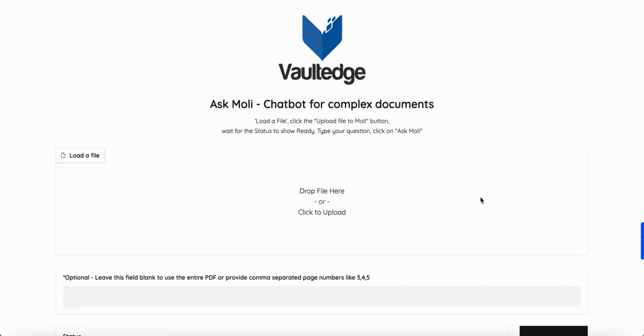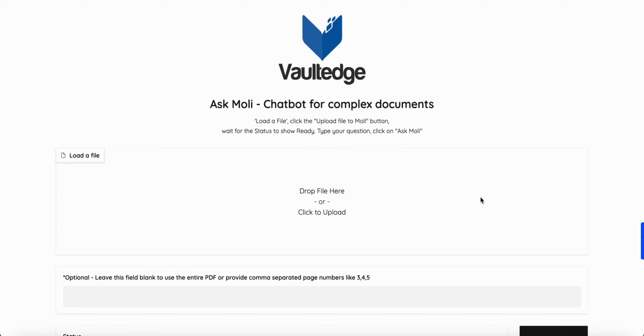Demonstration of Vaultedge large language model, that is, LLM solution. In this demonstration, you will see how Vaultedge LLM solution can be used to make life easy for insurance underwriters and claims processors. Insurance underwriters and claims processors need to understand complex policy documents. They need to understand the documents provided by the customer and come up with a decision. That could be around underwriting, or it could be about claims processing.